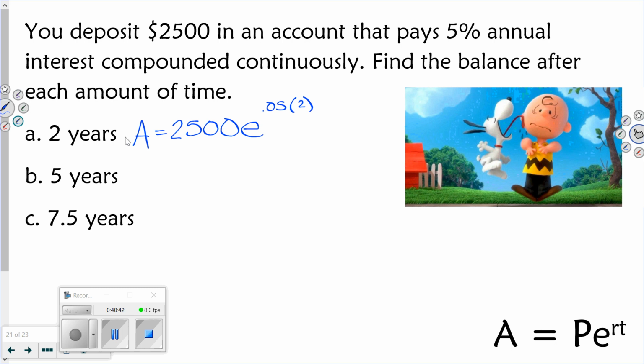If you're a scientific calculator person, does it automatically open a parenthesis? Did it? Okay. So it's trying to help you out a little bit. All right, so after 2 years, you would have $2,762.93.